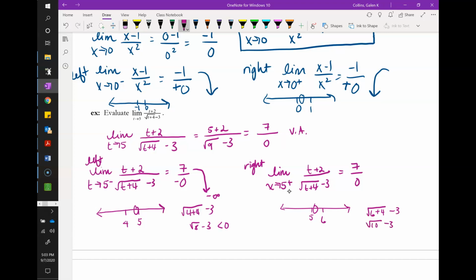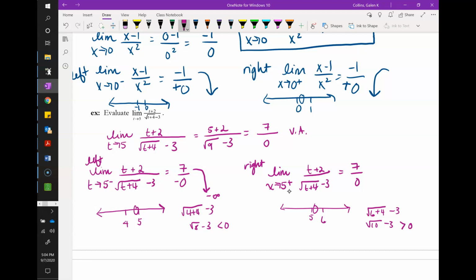And again, I don't know what the square root of 10 is off the top of my head, but I know it's 3 point something because it's between 9 and 16. So the square root of 9 is 3. The square root of 16 is 4. So all I need to know is this difference is greater than 0.